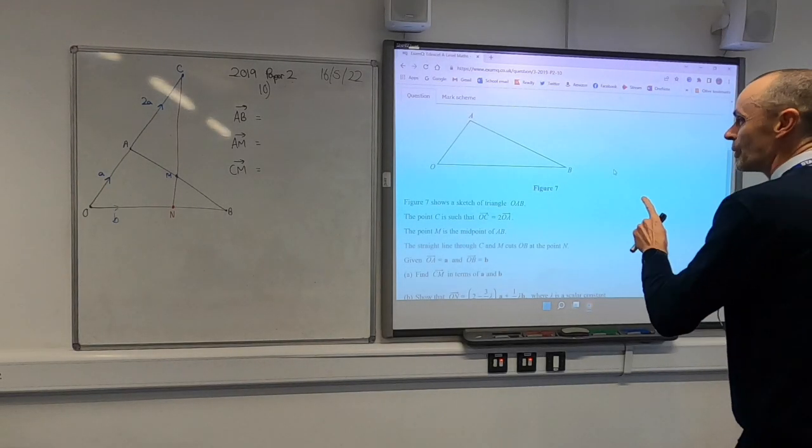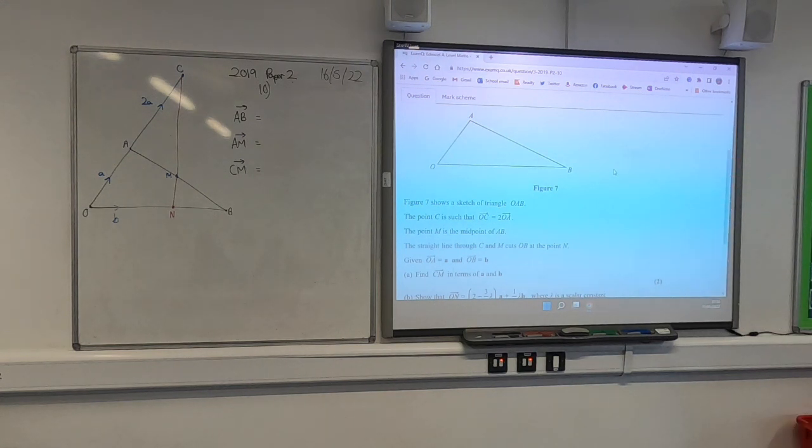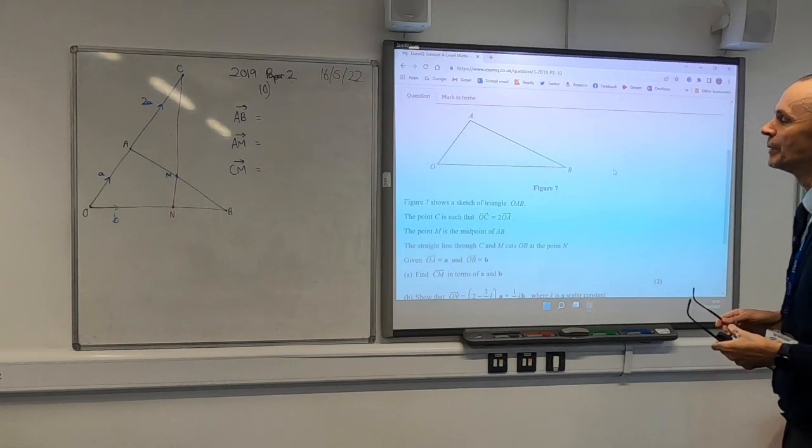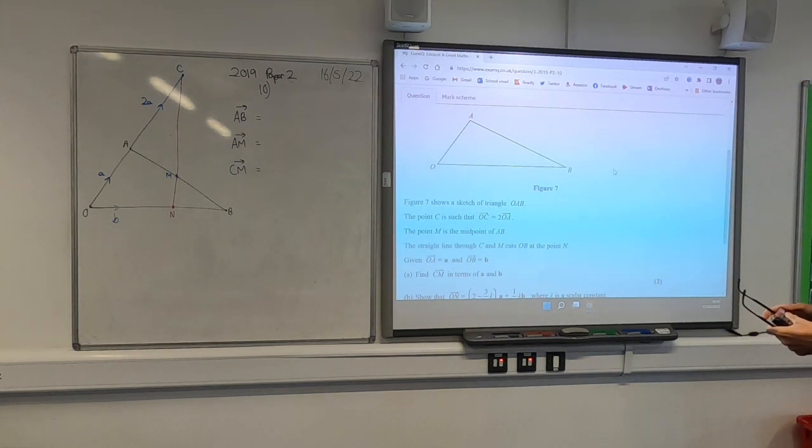Okay, so for those watching the video, this is 2019 paper 2 question 10, but vectors is on the pre-release information for paper 1 for us. And this is quite an unusual question, doesn't use three-dimensional vectors. It's more like a GCSE question.